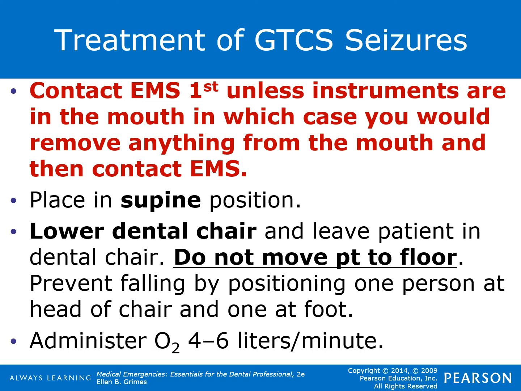So if they're going to start to have a seizure, we don't want to move the patient to the floor. We want to prevent them falling by positioning one person at the head of the chair and one at the foot of the chair. And then they can try to administer oxygen, like 4 to 6 liters per minute. You don't want to heavily restrain them because they will fight back. You just want to gently restrain them from maybe flopping onto the floor.